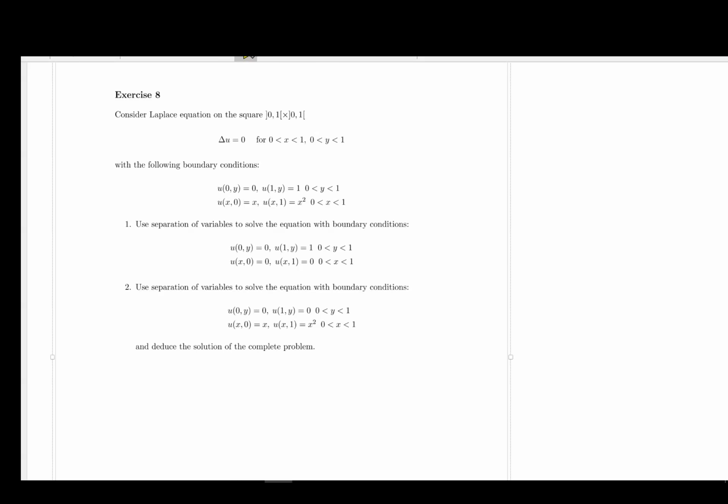Let's have a look at that exercise 8. Okay, so we have the Laplace equation, which is something like the heat equation, so Laplacian of u, happening inside of a square of size 1. Okay, so what does that mean? It means that our domain is actually a square. Inside of that, I've got that Laplacian of u is equal to 0.